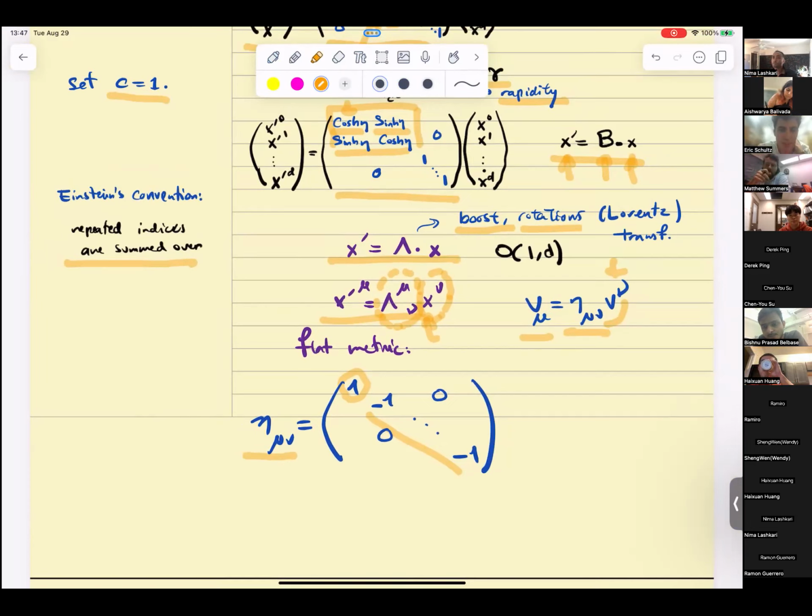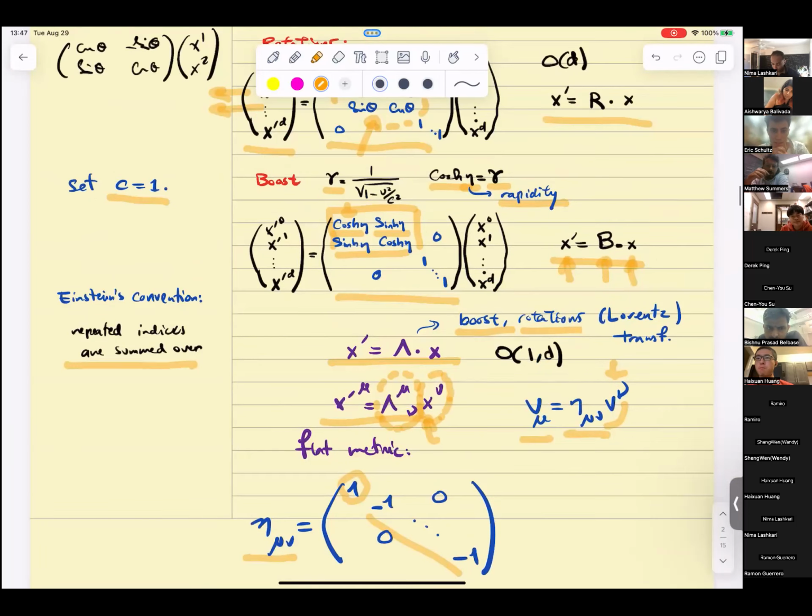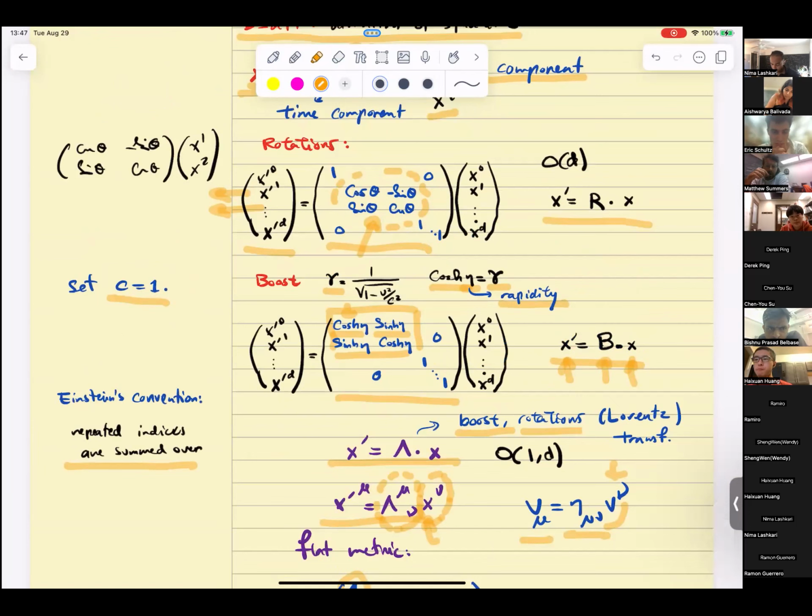I had a quick clarification for rapidity, because it's been a while since I've used it. Is positive eta a boost to the right and negative eta a boost to the left? Positive eta is a boost to the right. So what is okay?